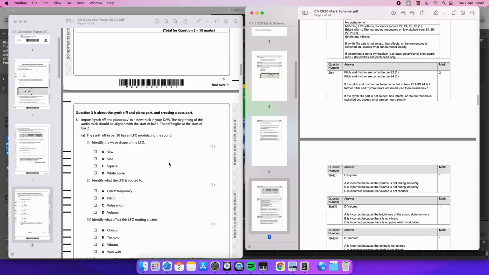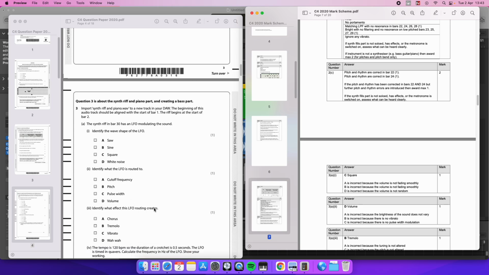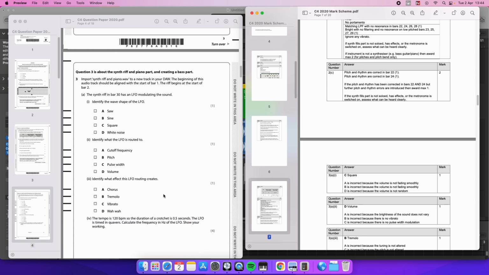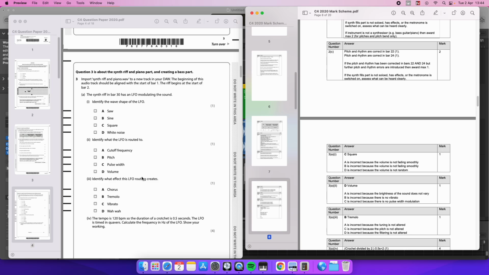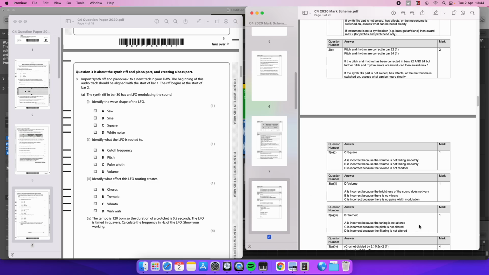There we go. Identify what effect this LFO creates. There's our tremolo. It's not chorus because the tuning's not changed. It's not pitch. It's not doing the wah wah on the filter. It's tremolo. It's just volume.